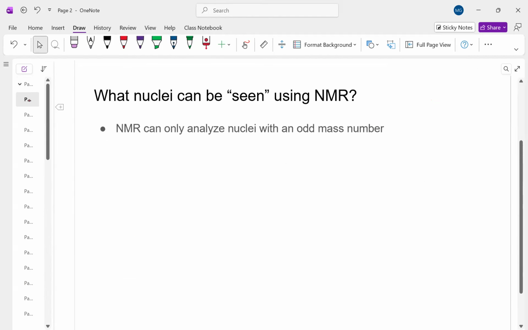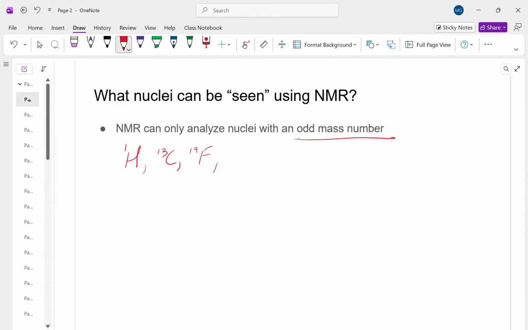So what nuclei can be seen using NMR? Simply, this is any nuclei that has an odd mass number. So that includes protons, carbon 13, fluorine 19, phosphorus 31, etc. And we're just going to focus in this unit on carbon and hydrogen, while the other ones are more specialized, more for specific types of research.